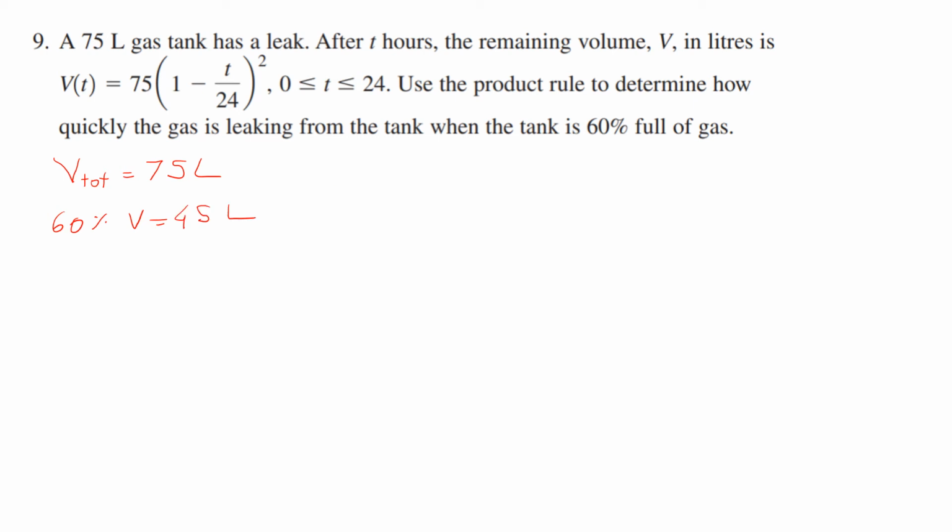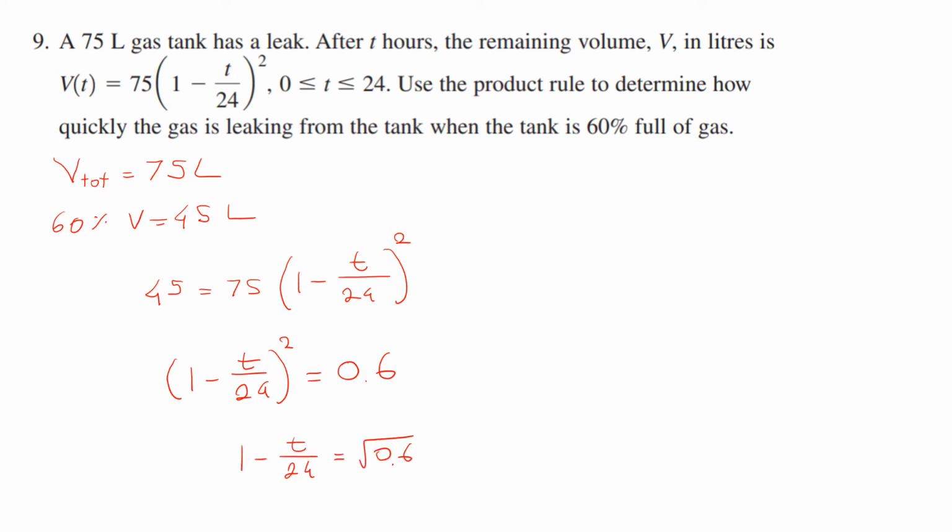So now what I can do is put this 45 as a y point over here and find the time at that point, because time is not going to change when you take the derivative. Our time is going to be constant. So if I find the time, I can find how quickly the gas is leaking if I plug that time back into the derivative. First thing I'm going to do is divide both sides by 75. Now because this is squared, I can take the root of both sides to get rid of that. Now I can put this positive 1 back here as negative 1.